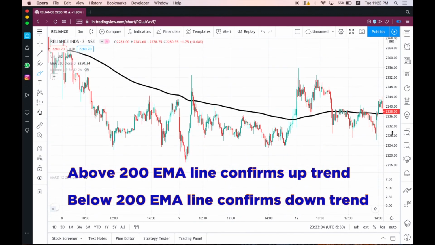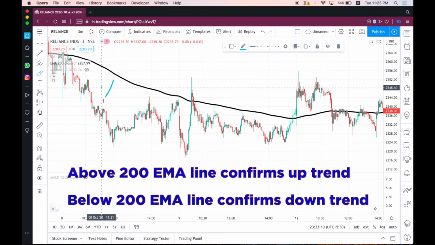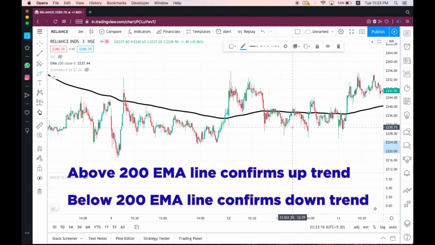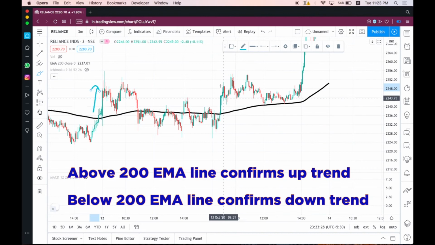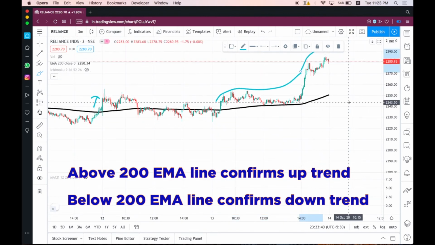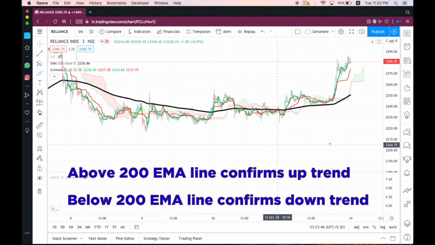See how the 200 EMA classifies the entire chart into buying and selling environments. The gap between candles and the 200 EMA is directly proportionate to the strength of the trend. So combining this with what the Ichimoku Cloud says will give you more assurance.